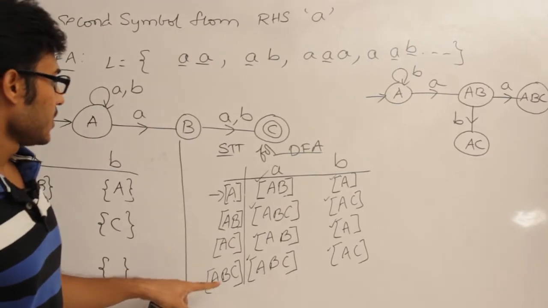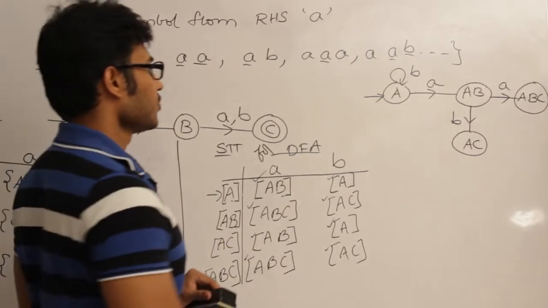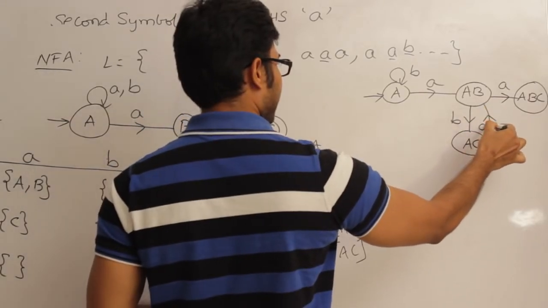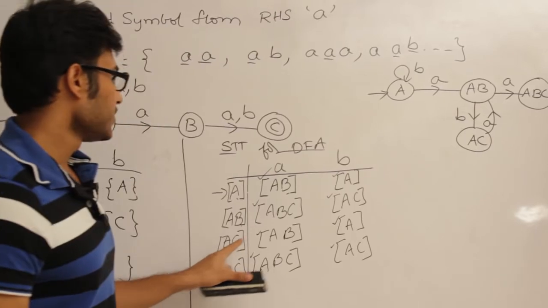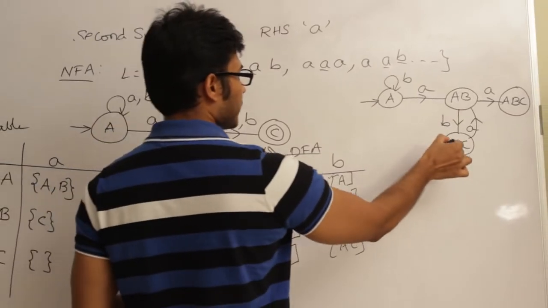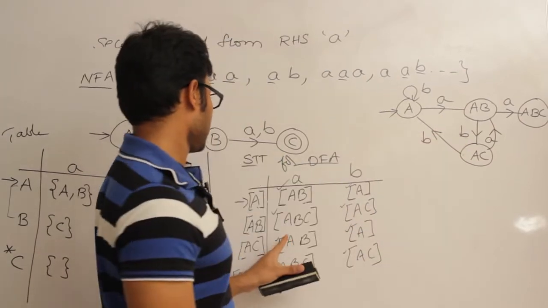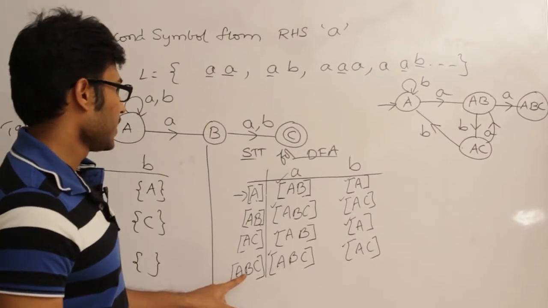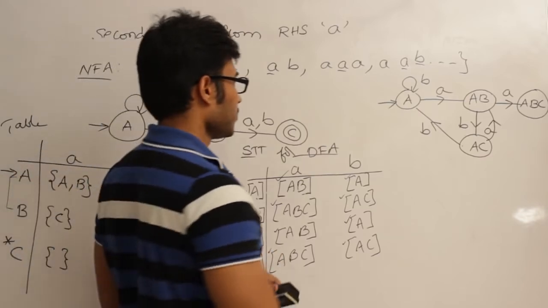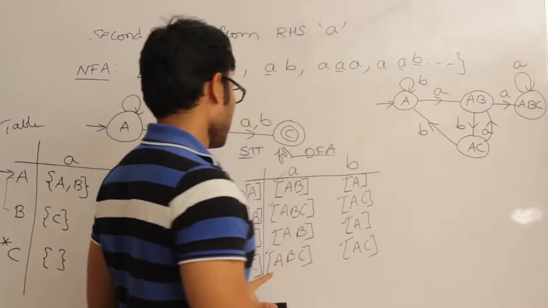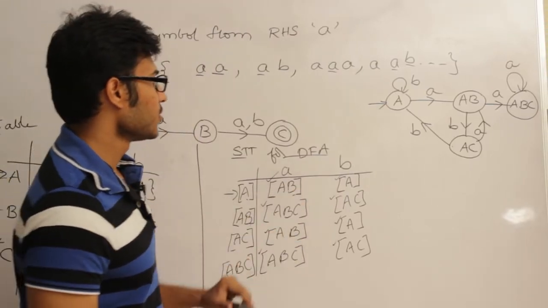AC on small a is going to AB, and AC on small b is going to A. ABC on small a is going to ABC, and ABC on small b is going to AC.